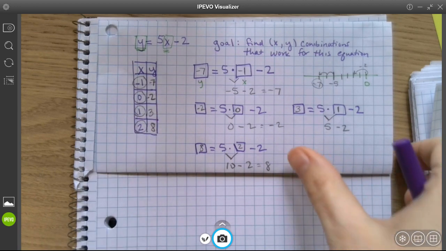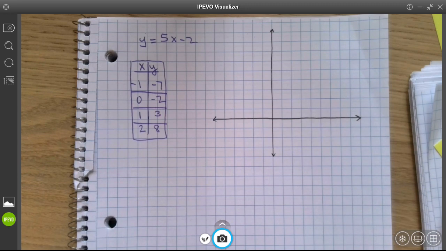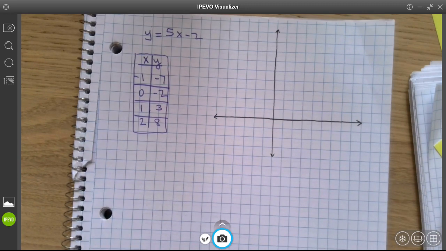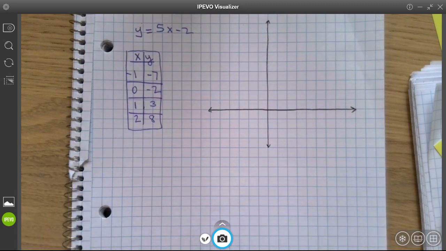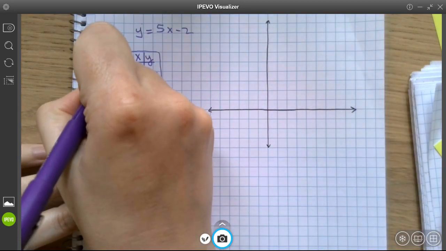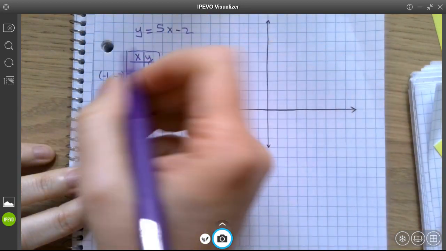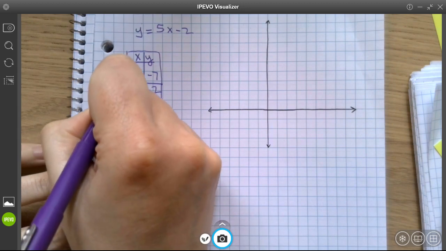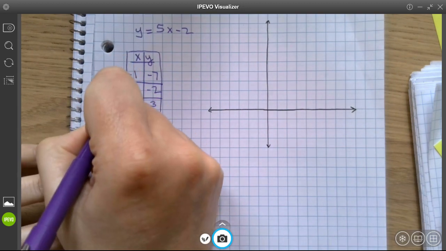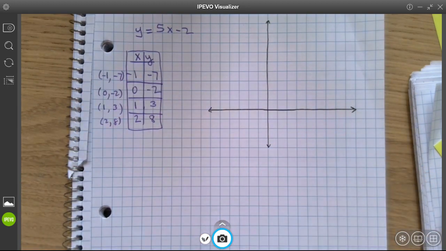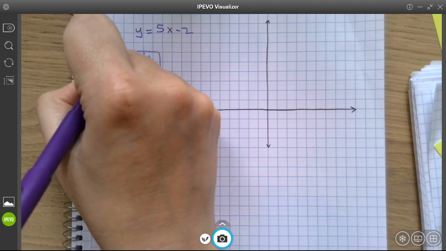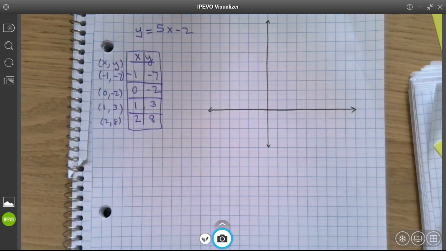Okay. So now we want to take the same points, not quite as tidy, but that's okay. Same points, and now we're going to graph them. So remember, this is the point -1, -7. This is the point 0, -2. This is the point 1, 3. This is the point 2, 8. And remember, when we're graphing points, the x value is always first, the y value is second, and the point is where that x and that y value cross.